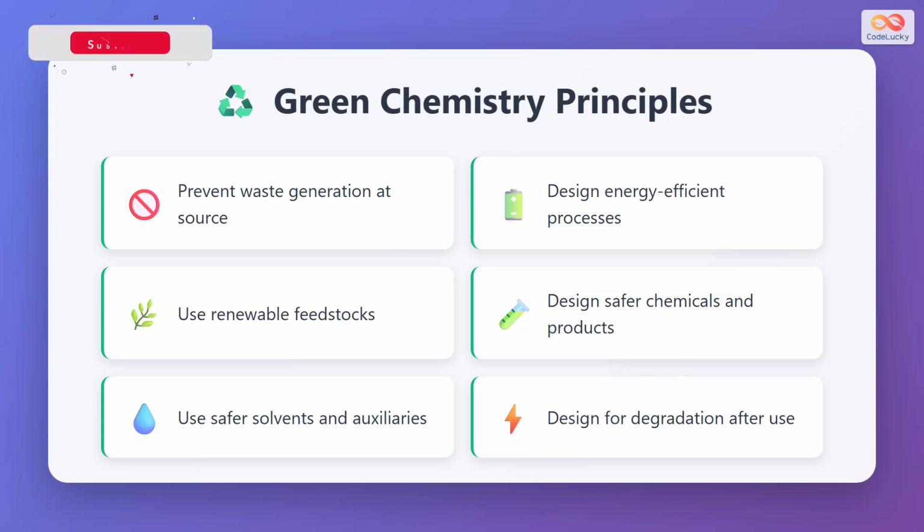Design for degradation ensures that products break down naturally after use, returning harmlessly to the environment. By following these principles, industries can reduce their environmental footprint while maintaining productivity and profitability.